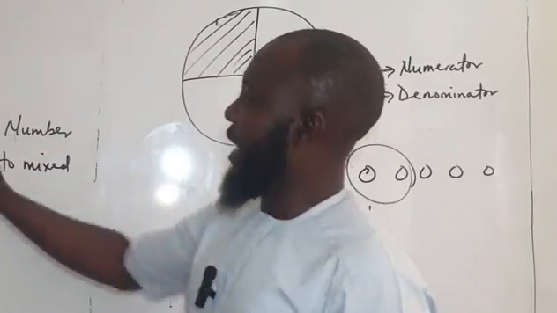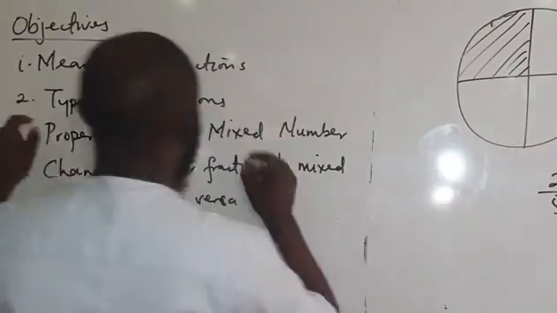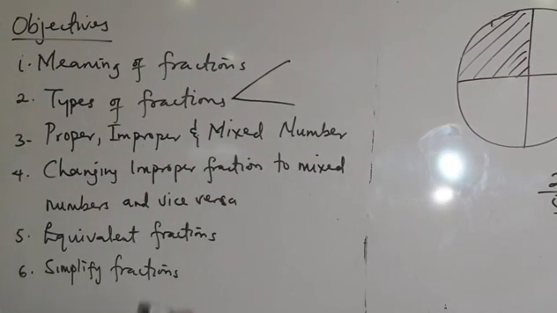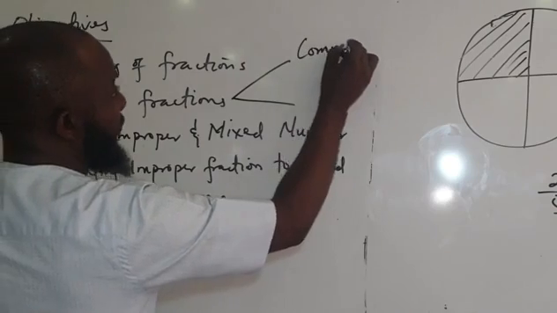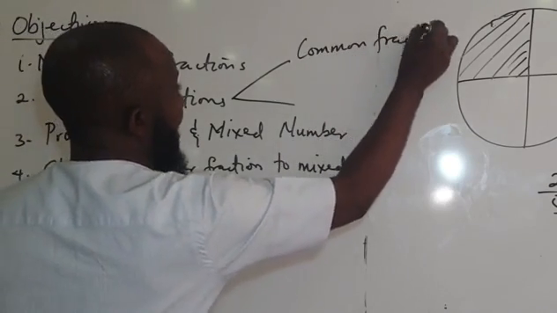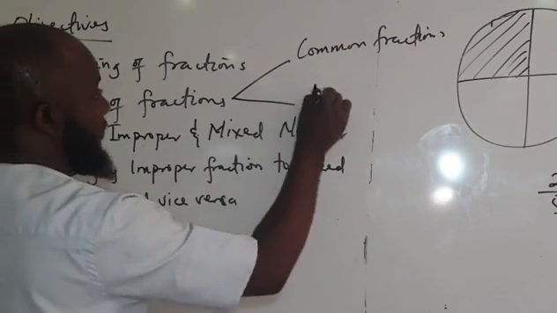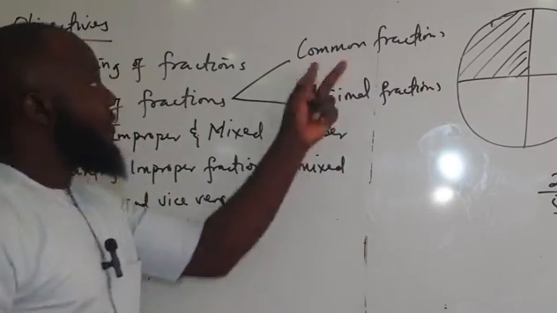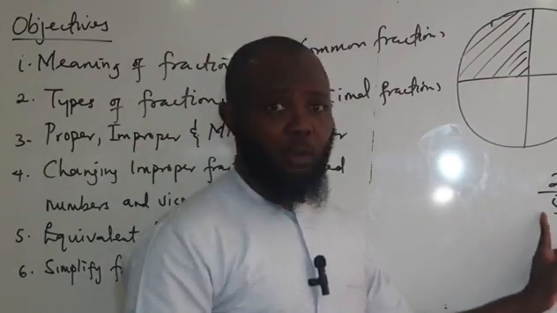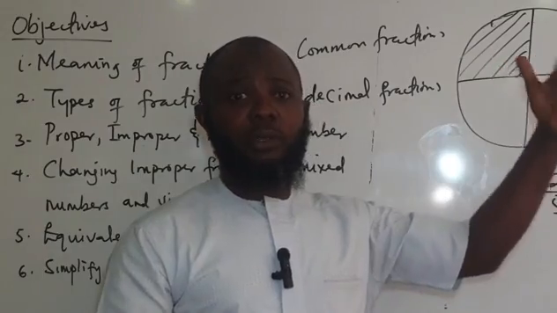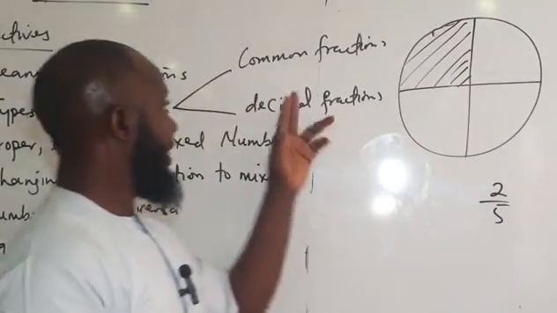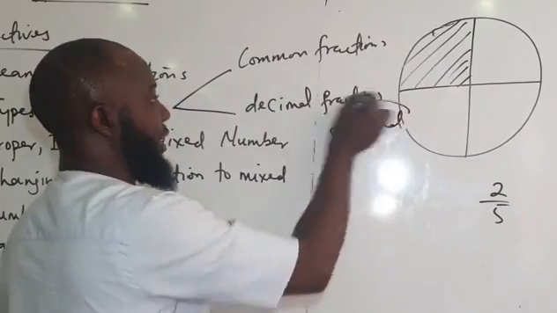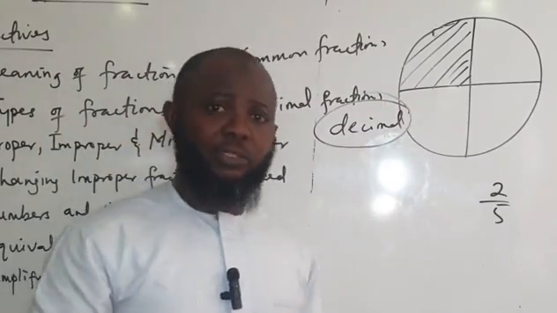So we now move to types of fractions. When we talk about types of fractions, there are just 2. It's not something that is hard. The first one is common fractions, and the second one is decimal fractions. Common fractions are these ones, when you write a number on top of another number. That is a common fraction. Decimal fractions simply refer to decimals. When you see a decimal, it still refers to decimal fractions. Still the same thing.